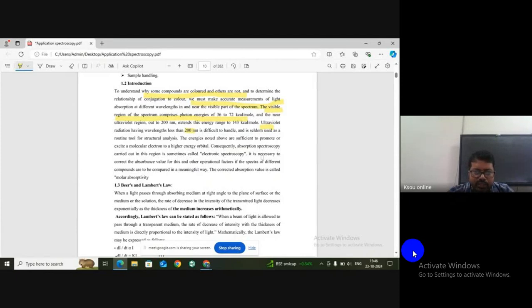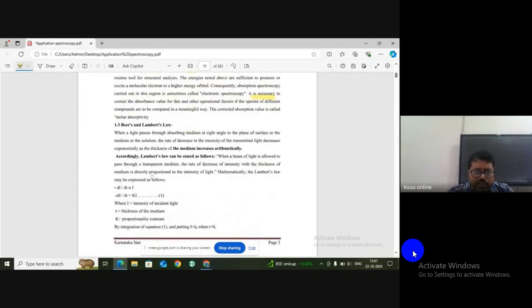It is necessary to correct the absorbance value for this and the other operational factors if the spectra of different compounds are to be compared in a meaningful way. The corrected absorption value is called molar absorptivity. This definition is very important.